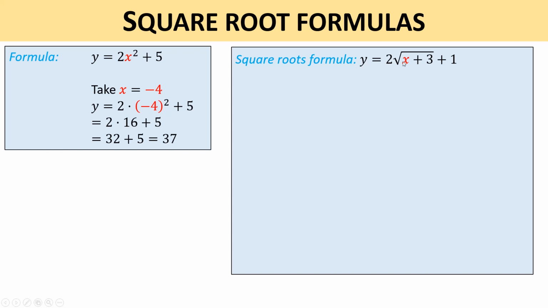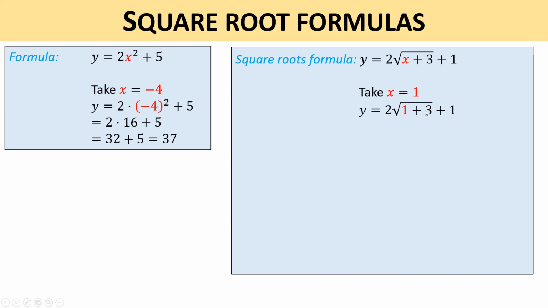So a lot's happening here. If we replace x by a number, then what do we do to that number? We add 3 first, then we take the square root, then we multiply by 2, and then we add 1. So a few examples. If we take the value x is 1, for instance, then to calculate y, we take the formula and replace x by 1, so we get 2 times the square root of 1 plus 3, and then we have to add 1.